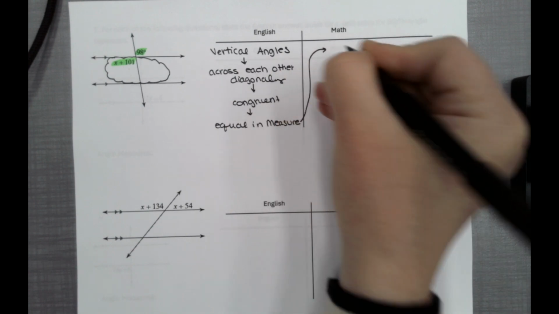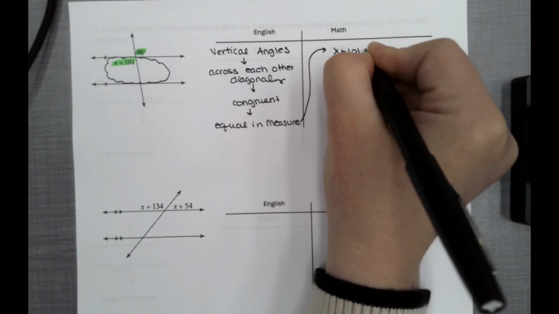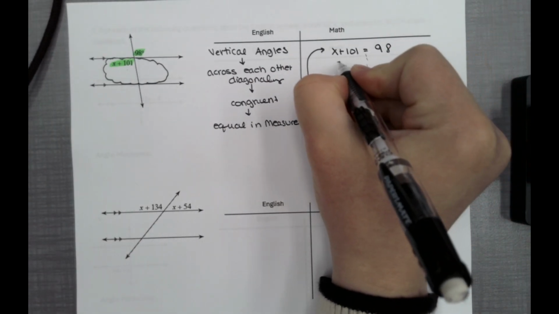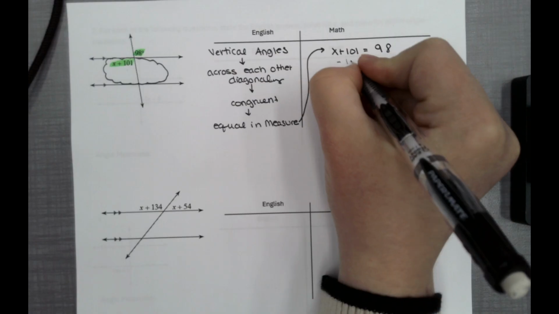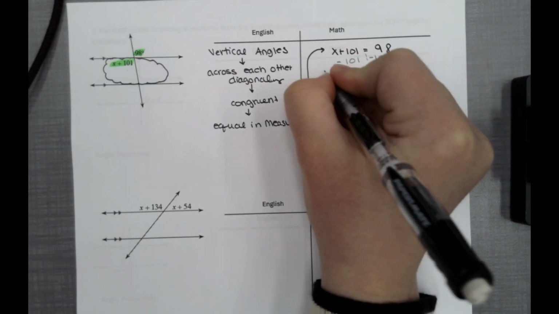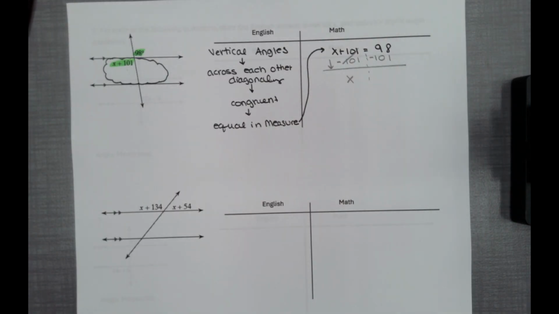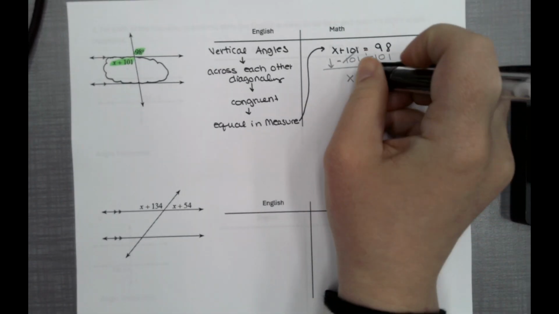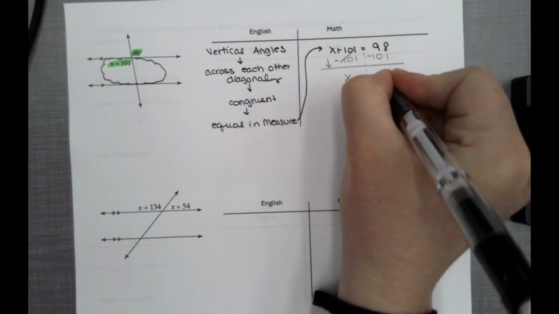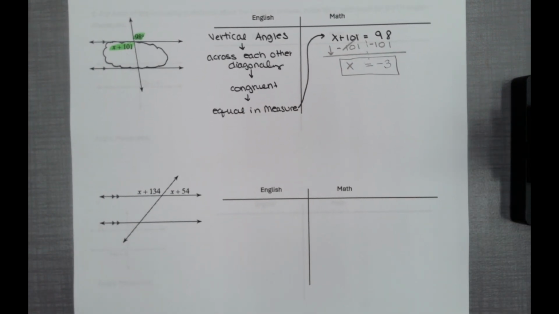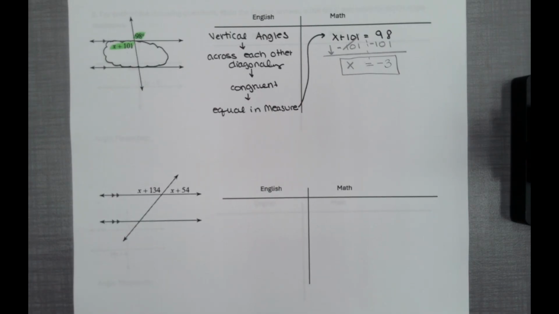Equal in measure means we're going to set up our equation. This is a one-step equation. Brings us back to the beginning of the school year. So let's go ahead and subtract 101. Bring down the x. And 98 minus 101 is -3. Now, it is okay for x to be -3 because x is not a measurement of an angle. X is a variable that represents an unknown number. So if x was an unknown angle, then angles can't be negative.